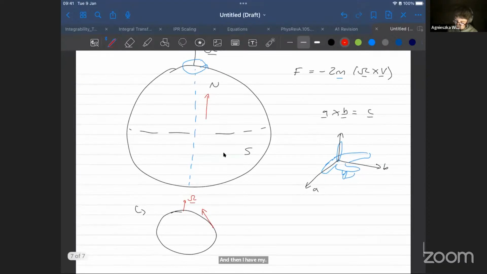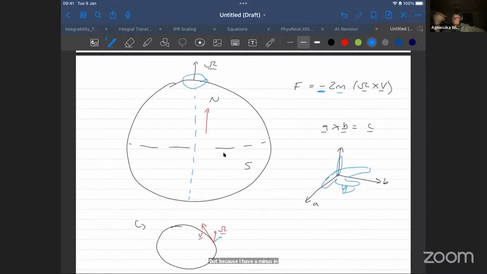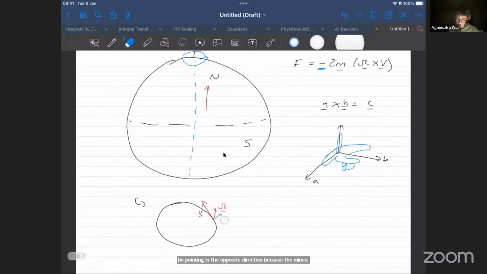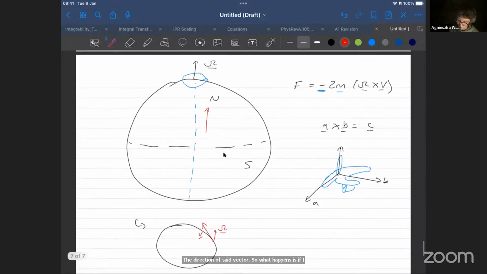So if I do the vector product by putting my omega right here and my velocity right here, if you point your hands in the way that I just showed you, you will find that the direction of the vector is going to be pointing into the page. But because I have a minus in front, it's actually going to be pointing in the opposite direction, because the minus flips the direction of said vector. So if I go back to my representation, just kind of twisting it around, the force is going to be acting in this direction. So this is going to be FC.